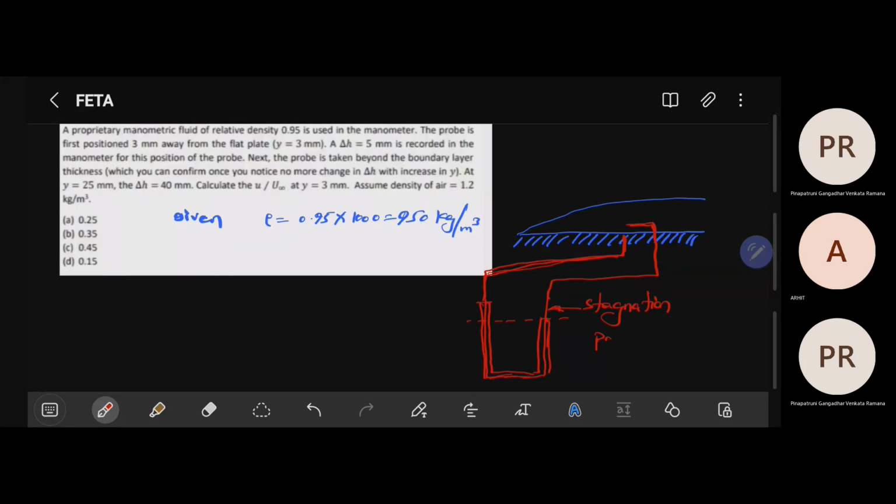Yes, sir. So if we name the two points, the static point as one and the other as another. Sir, this probe, the end of that probe is vertically at the same line as the static port.